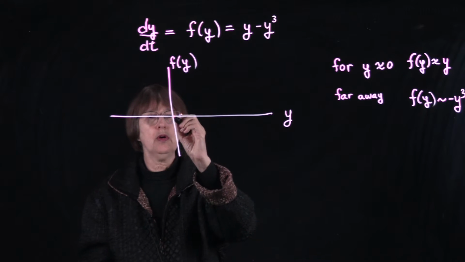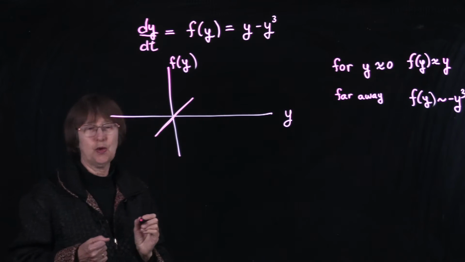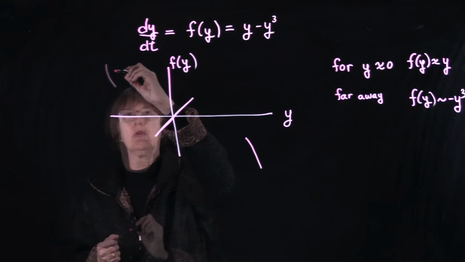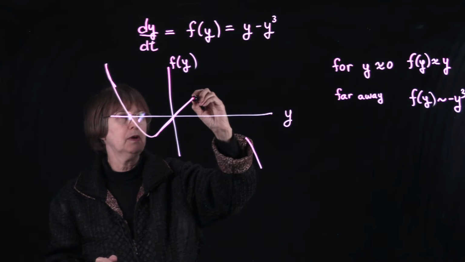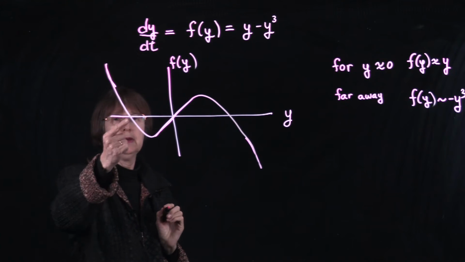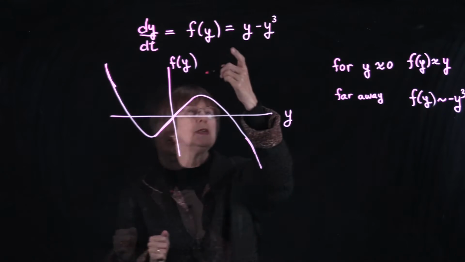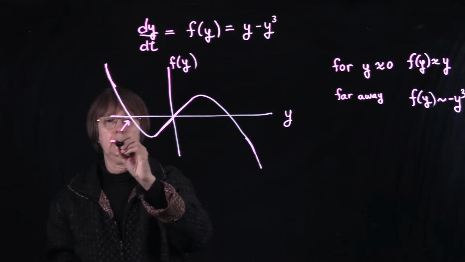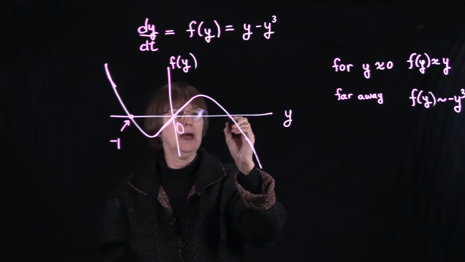Close to the origin, the function will be well described by a straight line of slope 1. Further away, it's going to be a minus cubic curve, and therefore we can imagine that the function is going to look sort of like this. In fact, we can be more accurate by identifying the places it crosses the y-axis. These are the zeros of this function, and they are at y equals minus 1, y equals 0, and y equals 1.